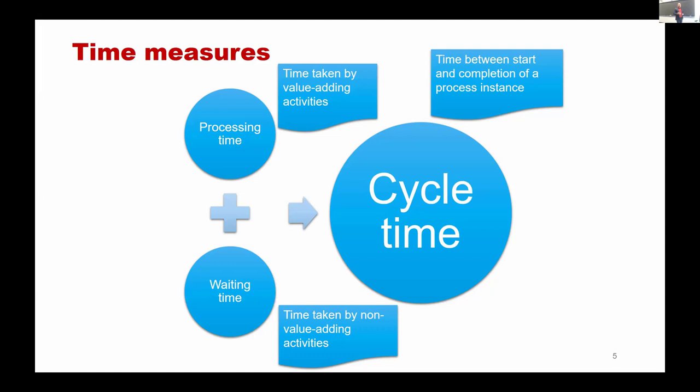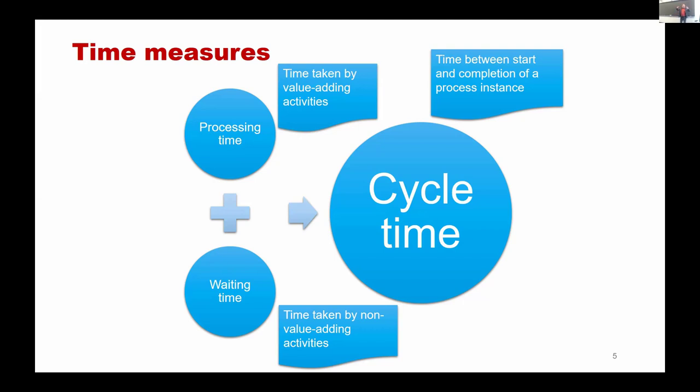Let me take, for example, an order to cash process. That process starts when a customer sends me a purchase order, and it finishes when I have completed the delivery and the customer has paid me the invoice. For every execution of the process, I can retrieve from my information systems, for example, my ERP system, the timing when I receive the order and the timing when the payment for the corresponding invoice is received and the invoice is marked as paid. Hence, for every instance of the process, I can retrieve its cycle time.